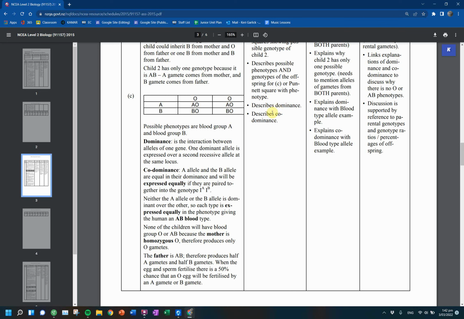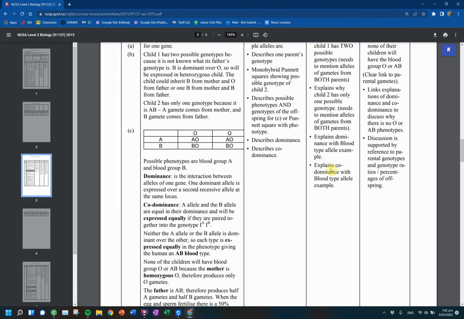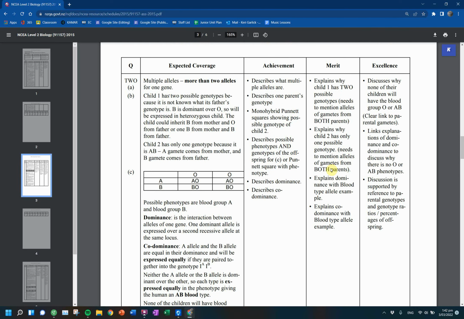Sorry, let me backtrack. If you can just define dominance and codominance, you get the achieved point. But if you can tie it back to the question and actually use the blood typing as your examples to explain what those terminology means, that would then get you a merit point. So 2 merit points, one for the dominance and one for the codominance.